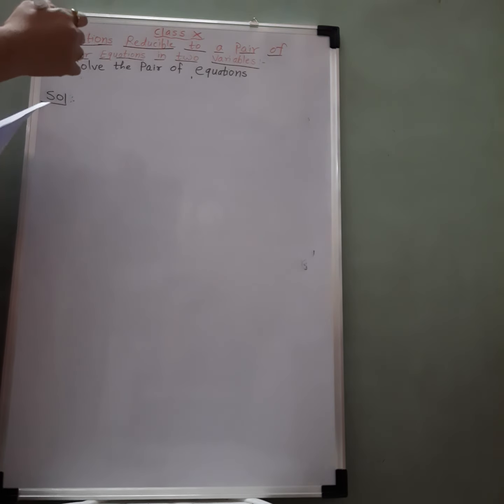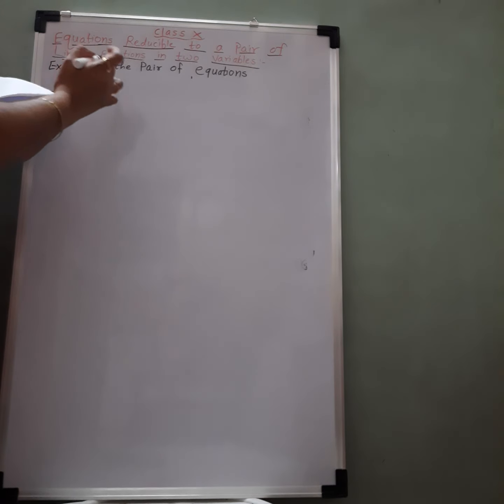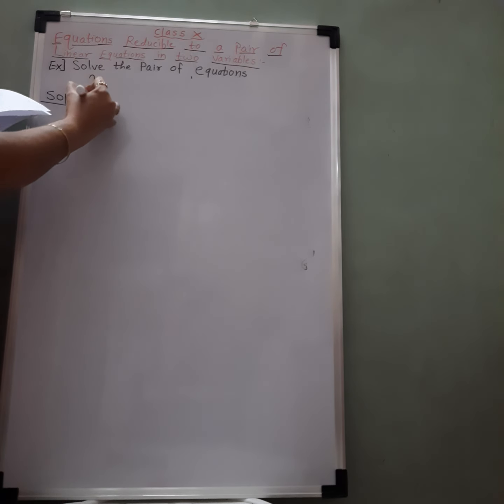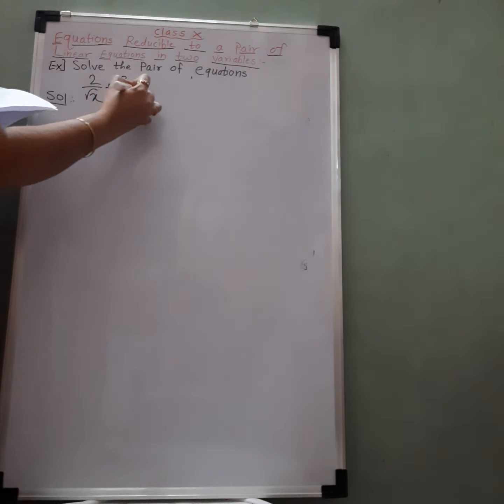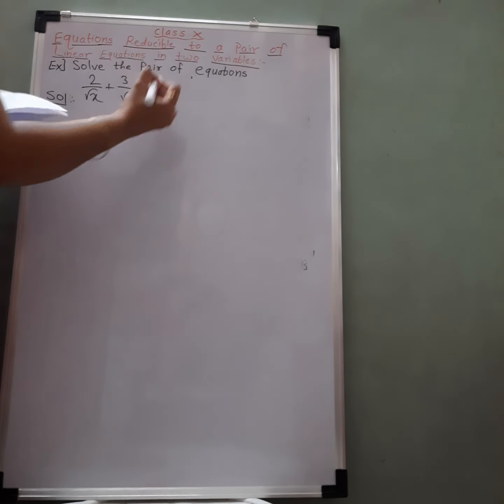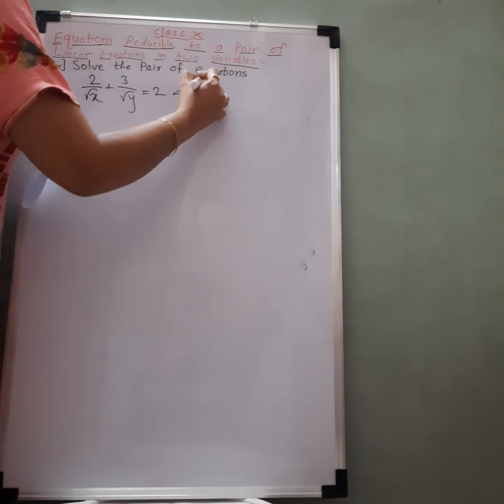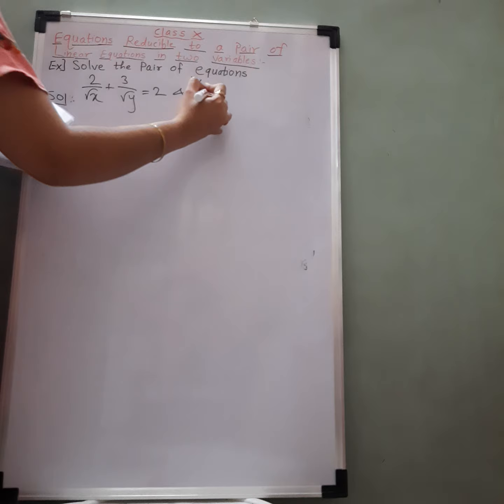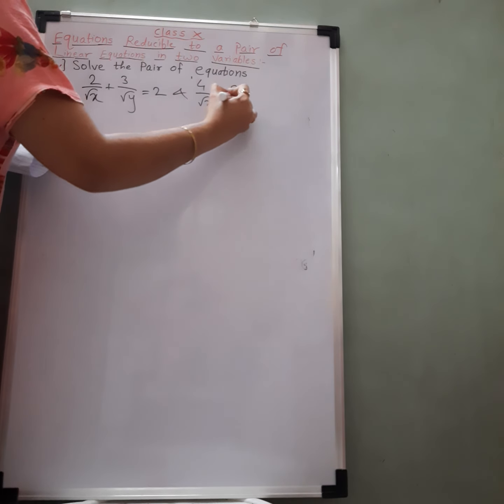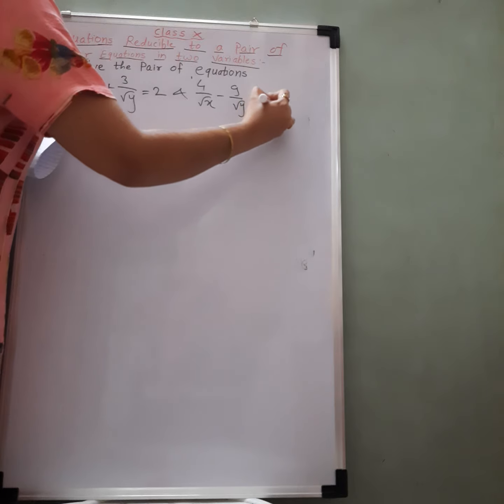Then the next question is 2 upon root x plus 3 upon root y is equal to 2, and 4 upon root x minus 9 upon root y is equal to 2. I will just explain how to reduce it into the standard form. So 2 upon root x plus 3 upon root y is equal to 2, and 4 upon root x minus 9 upon root y is equal to 2.